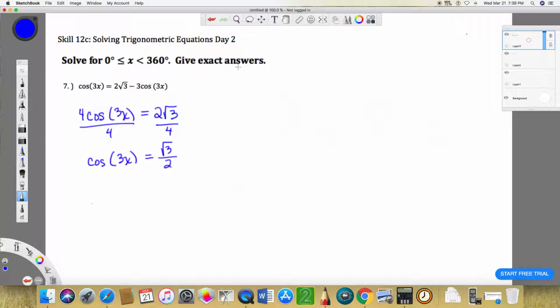And we want exact values now, so we won't have to use the calculator. We can use our unit circle. If you look for an x coordinate that is radical 3 over 2, you'll find it at pi over 6, which is 30 degrees, because they've given us the constraint in degrees, so therefore we should work in degrees. There's also going to be a point down here in quadrant 4 that has an x-coordinate of radical 3 over 2, and that's going to be 330 degrees.